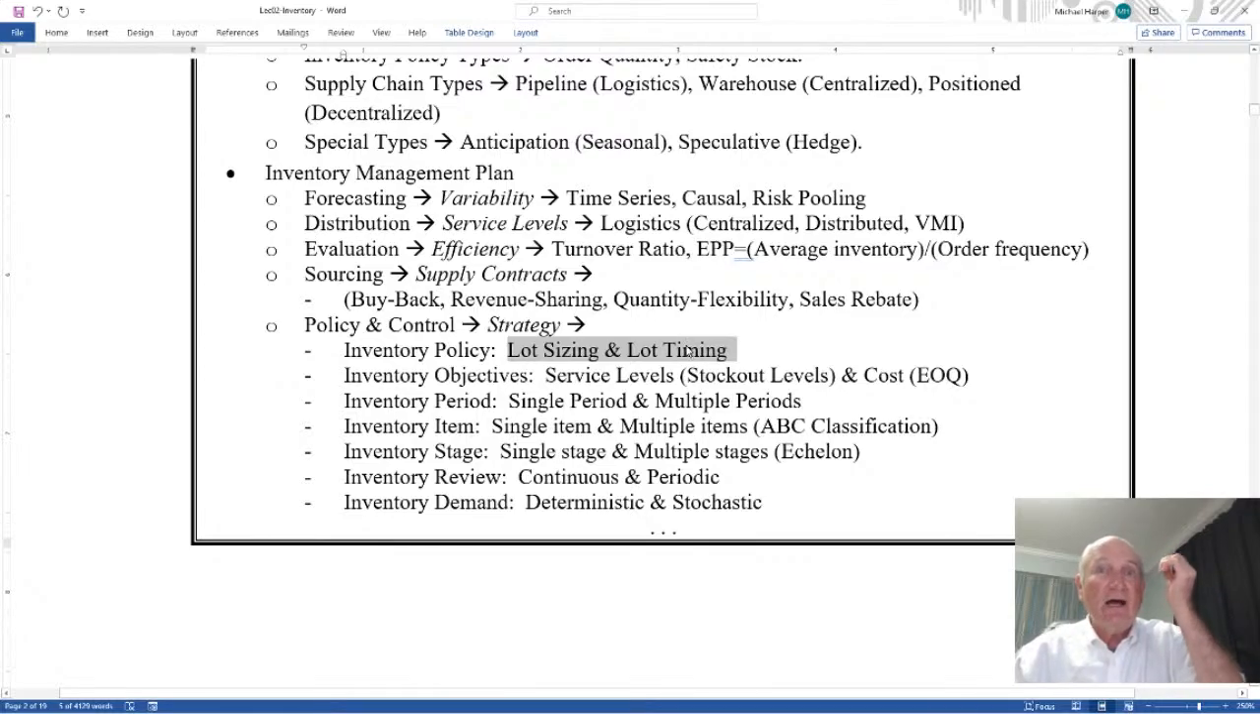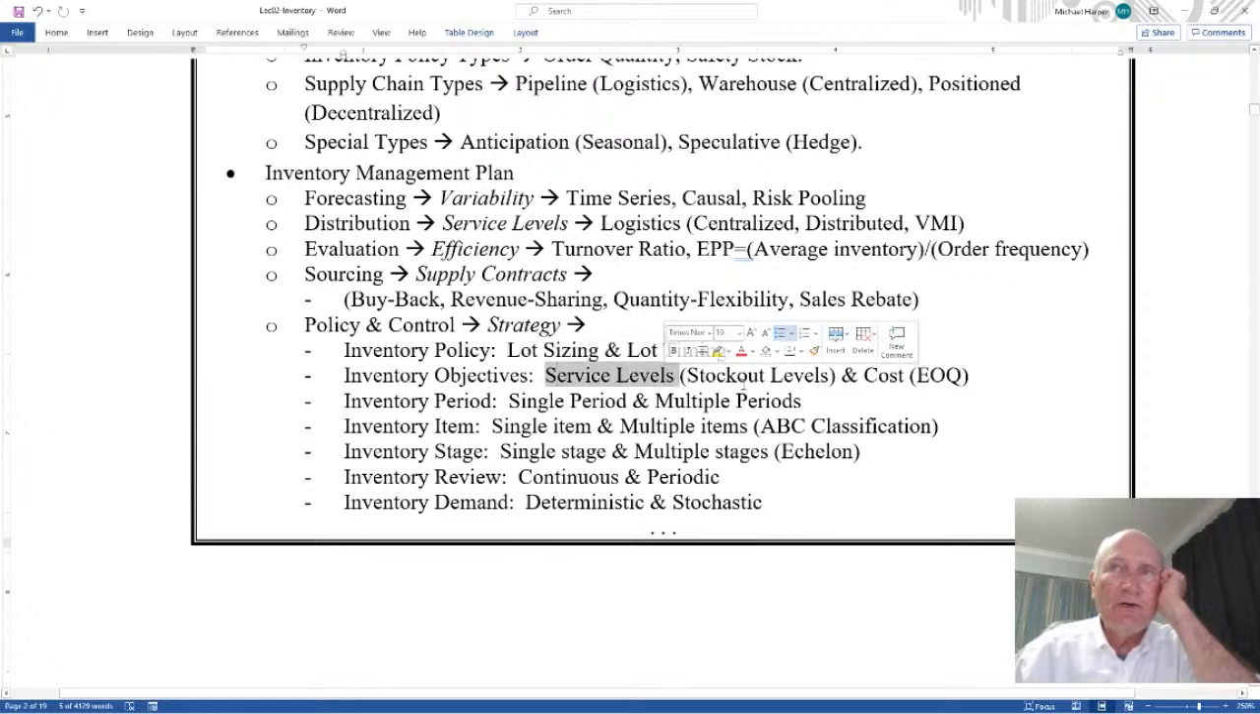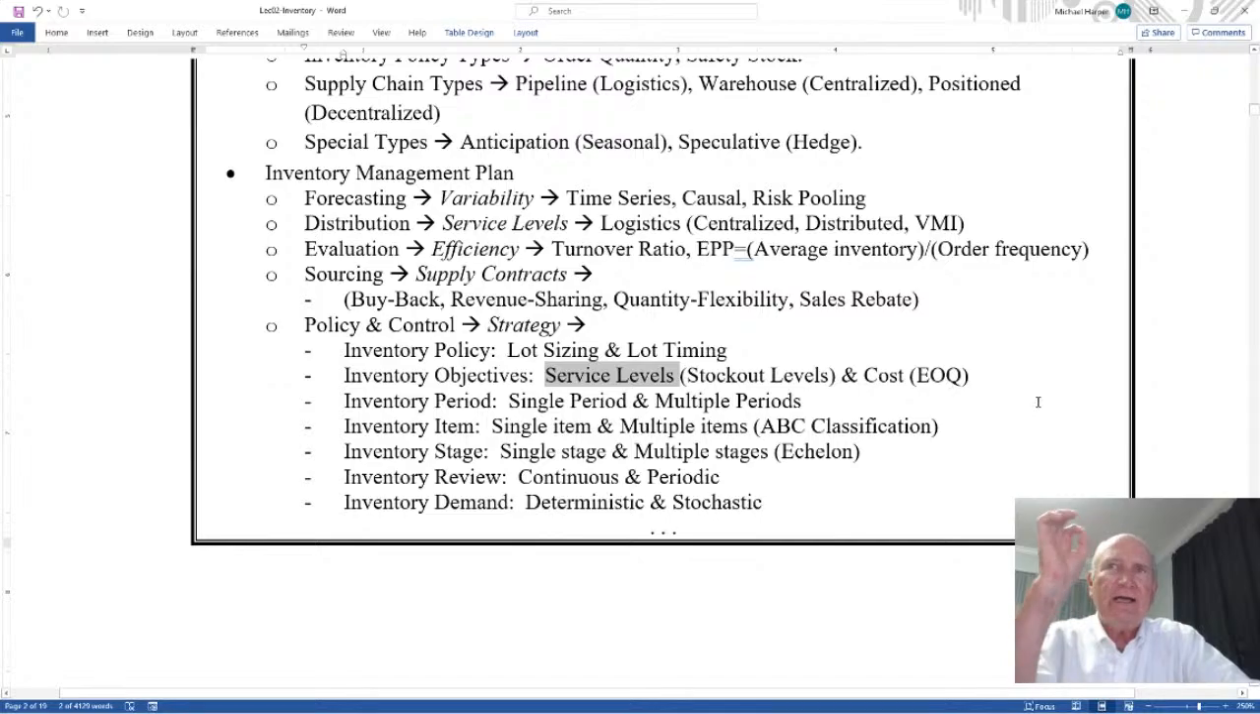Do I order one at a time every day, or do I order 10 every week, or do I order 1,000 once a year? So those two right there define what is called the inventory policy. Next is service levels. Service levels says what percentage of time. So stock out levels means service levels.